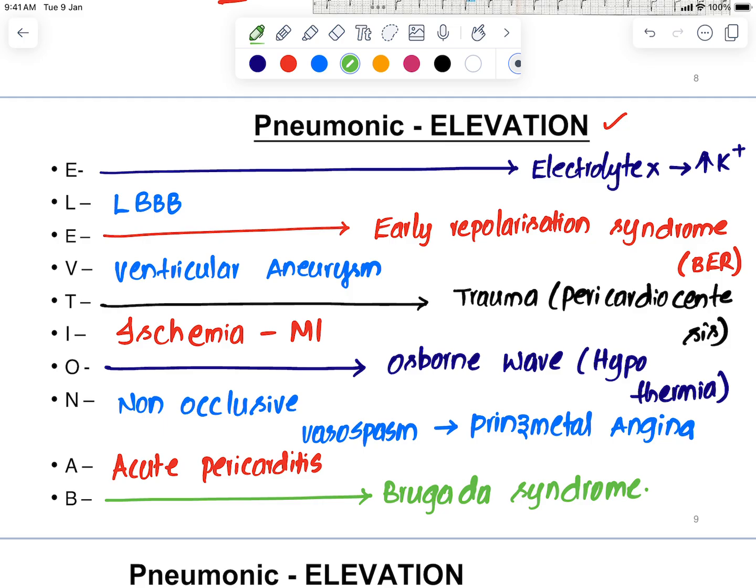So these are all the conditions where you have the presence of ST segment elevation. So it is not only in case of MI. You have ST segment elevation in multiple conditions, and I will show you all these ECGs now.